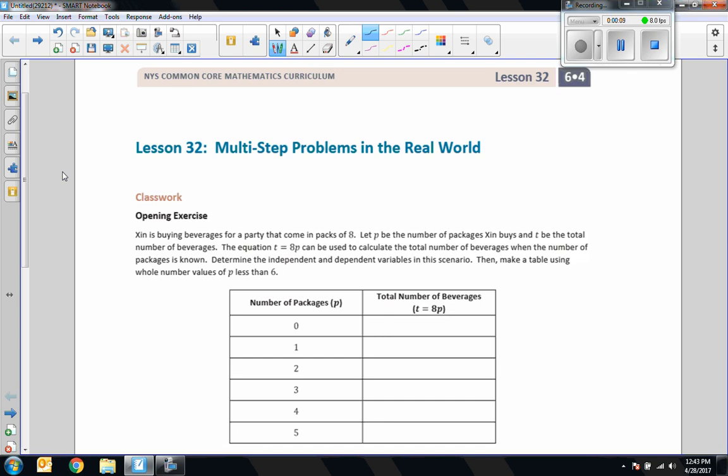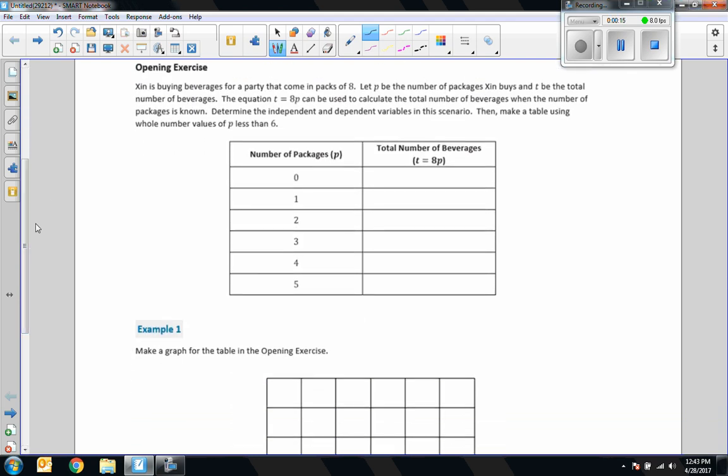This is lesson 32, multi-step problems. Classwork, opening exercise.